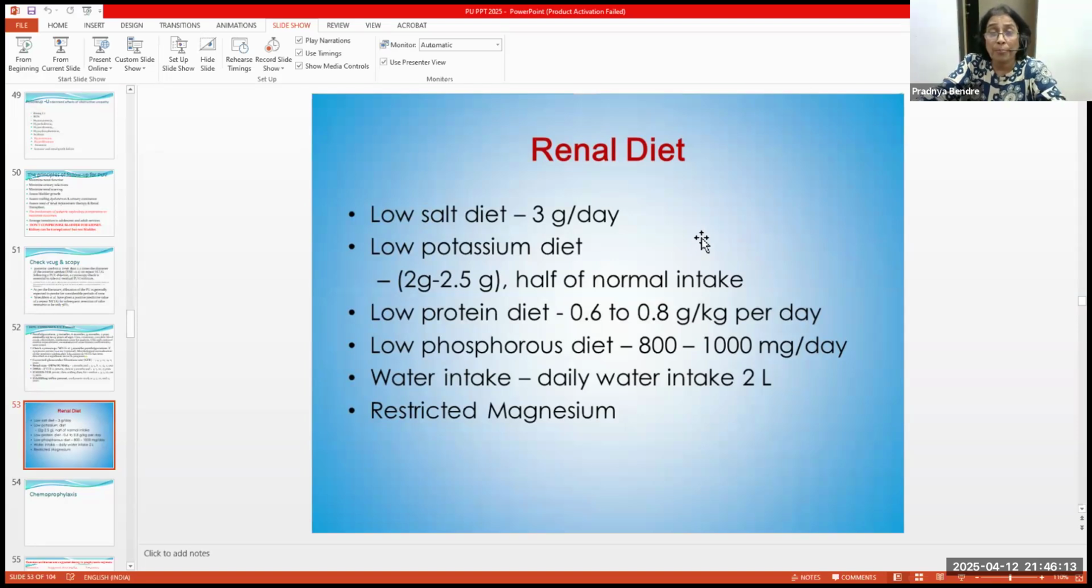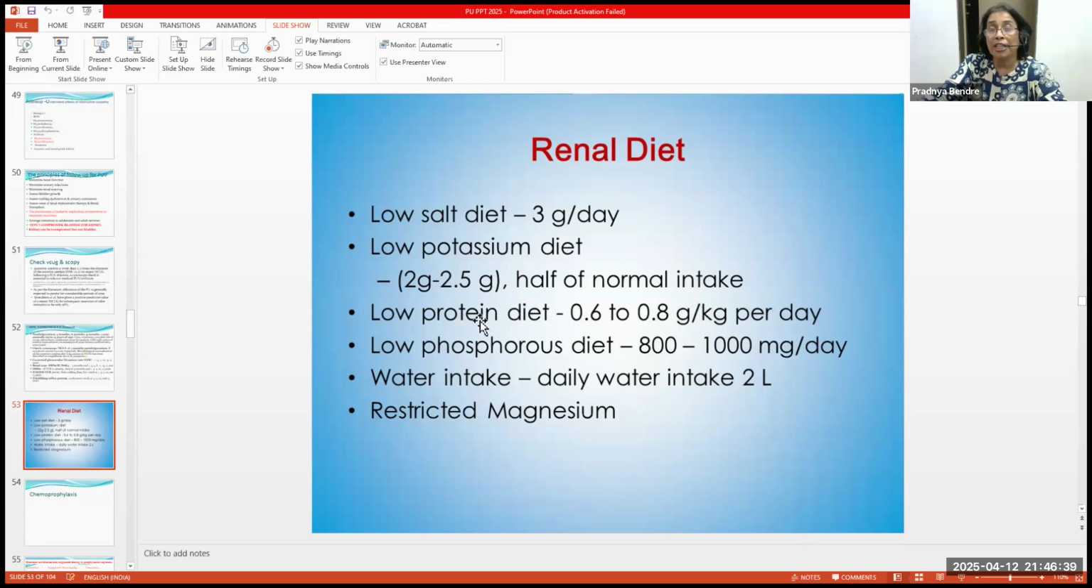So if you want to keep salt low, you have to tell them that children should not develop these habits. So papad, pickle, chips, cold drinks should be avoided in these patients. Salt should be as low as possible, and the protein should be modest. We don't advise 3 gram per kg, but up to 1 gram per kg may be permissible.